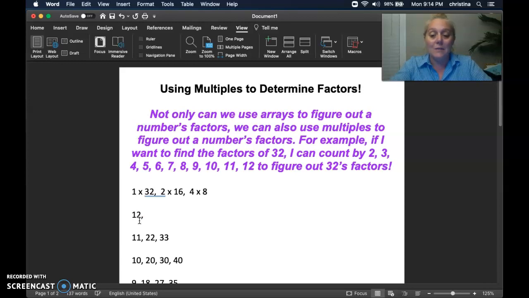And last but not least, let's do our multiples of 12, 24, 36. So once again, 32 is not a multiple of 12, so it doesn't have a factor of 12. So now that we've gone through all of these multiples, we've been able to determine that 1 times 32, 2 times 16, and 4 times 8 are the factors for 32. Okay, so that is a great strategy when you're trying to find the factors for a number. These multiples come in handy, and they can really allow you to find all your factors.